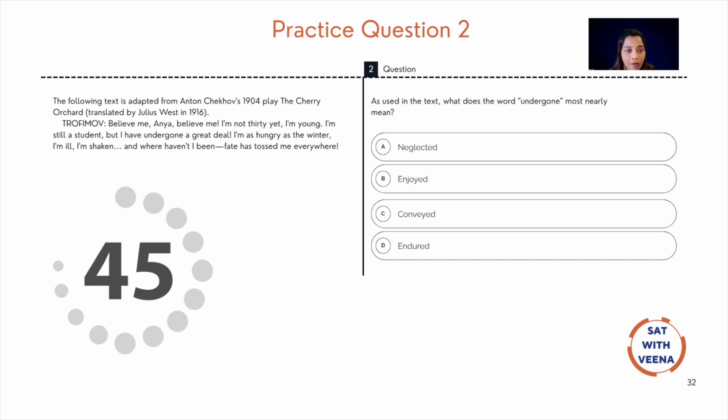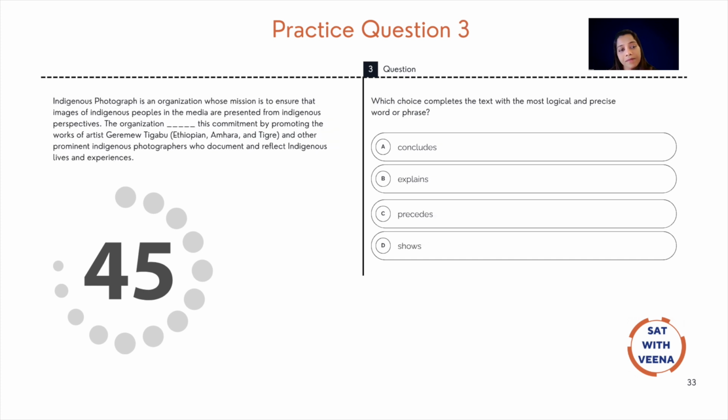All right, practice question 3. Please pause for 45 seconds. MPCSE method. The sentence says an organization promotes indigenous photographers to support its mission, meaning the organization is demonstrating its commitment. Predict. So the missing word should mean demonstrates or shows. Clues. The phrase, by promoting works of artists, gives an example of their action. Substitute. Concludes, finishes; explains, describes; precedes, comes before; shows, demonstrates. So only D fits logically. So we eliminate all the other options.